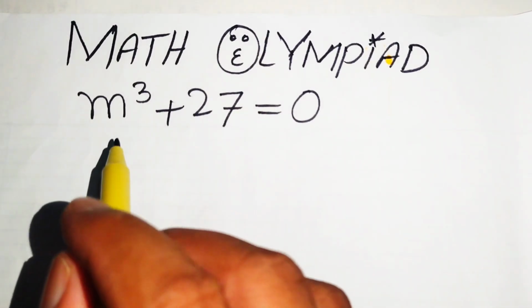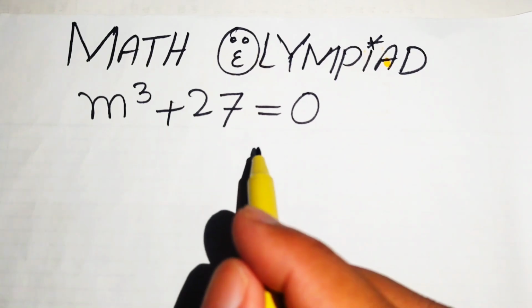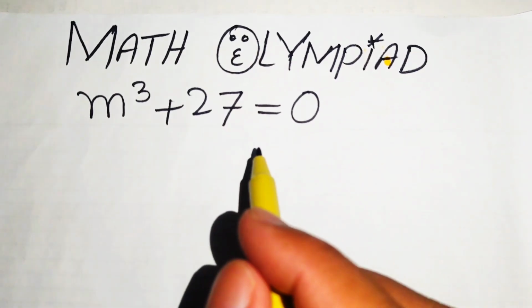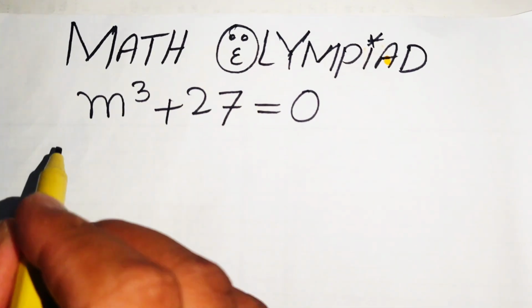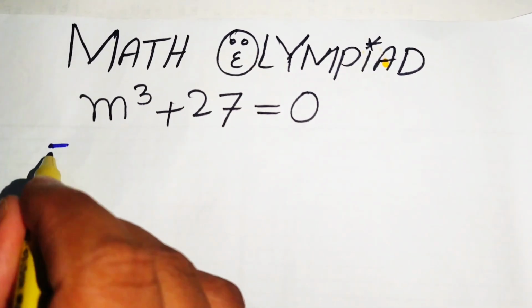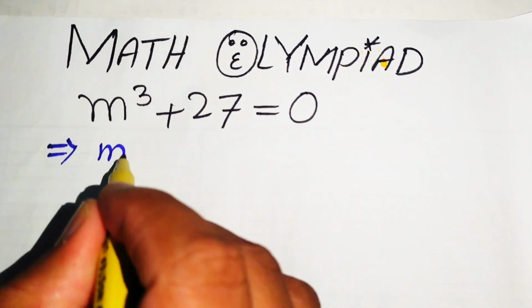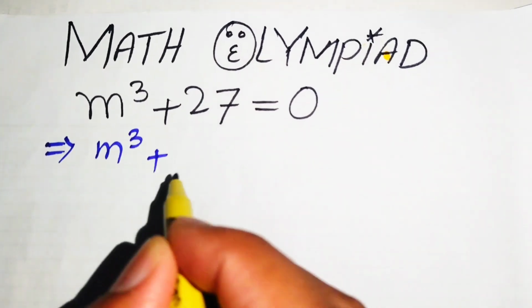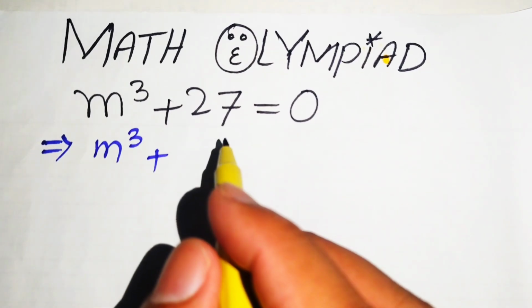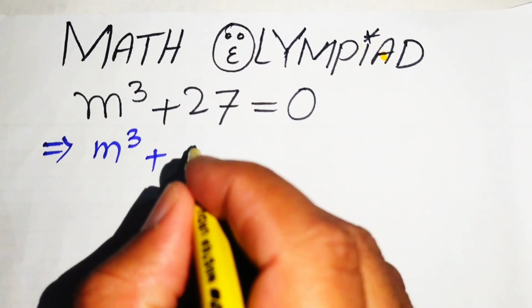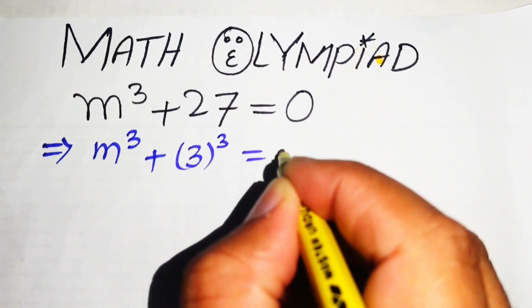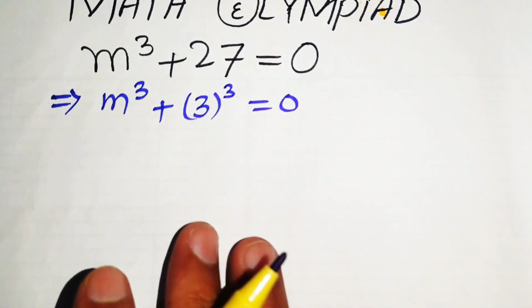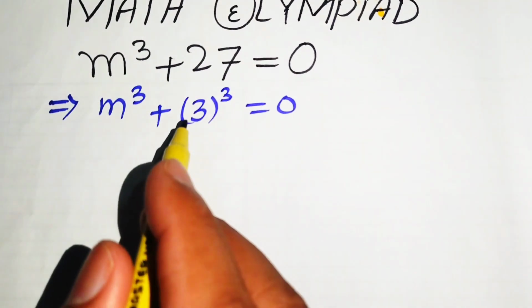And here we have m cubed plus 27 equals 0, and we solve this problem for the values of m. So first we rewrite this equation in this form. We have m cubed plus, we write this 27 as 3 cubed, and this whole equation equals 0. So here you see that we have m cubed plus 3 cubed.